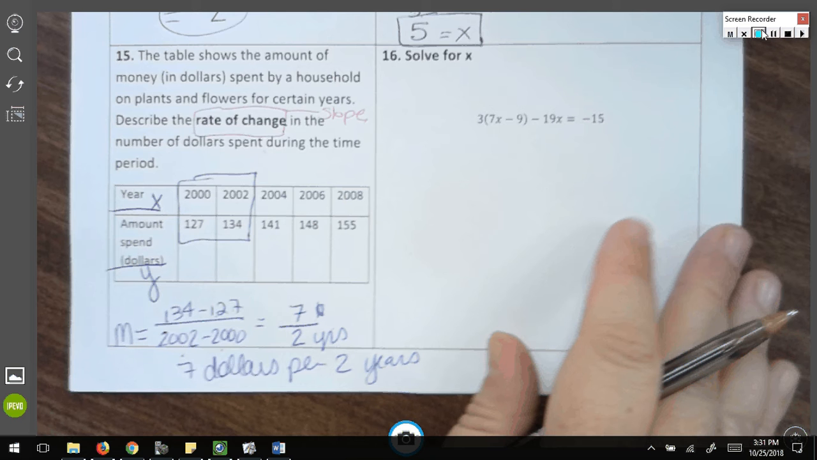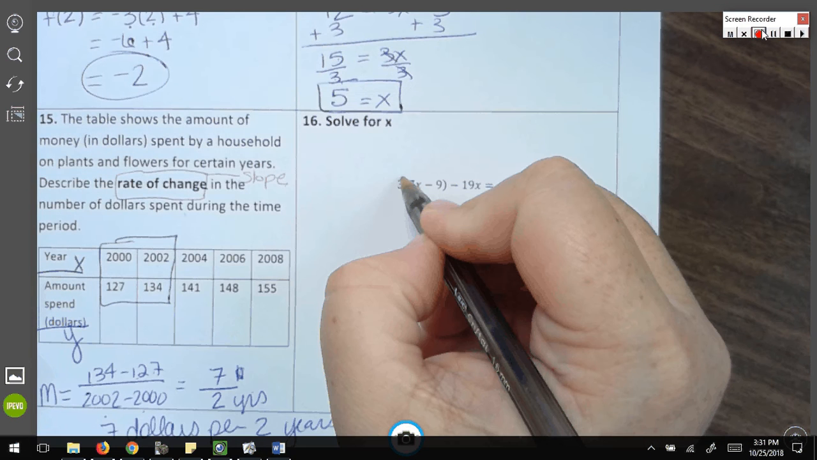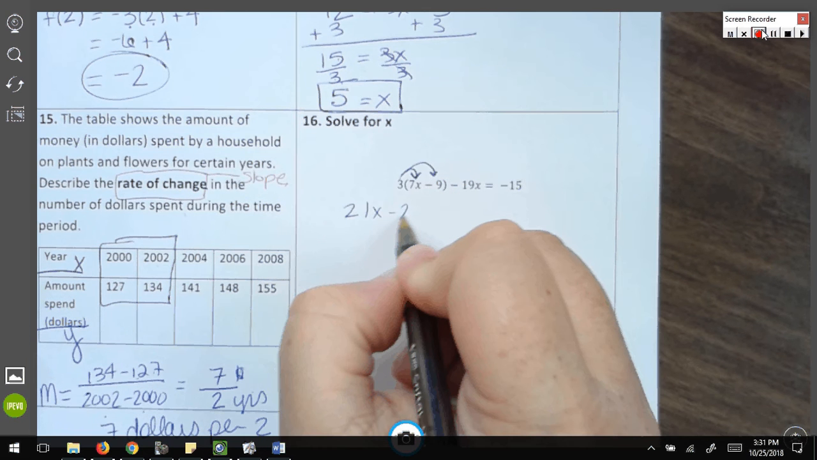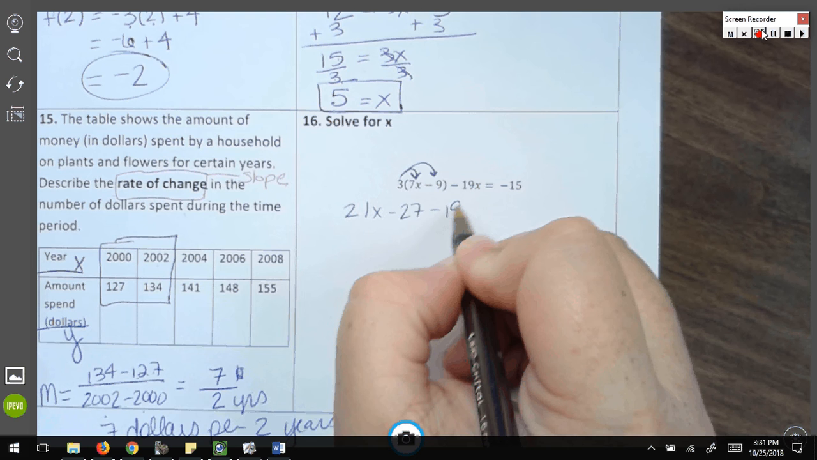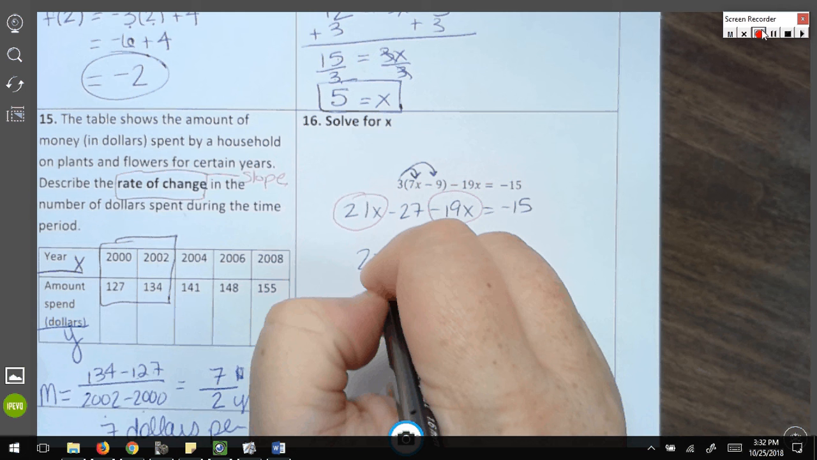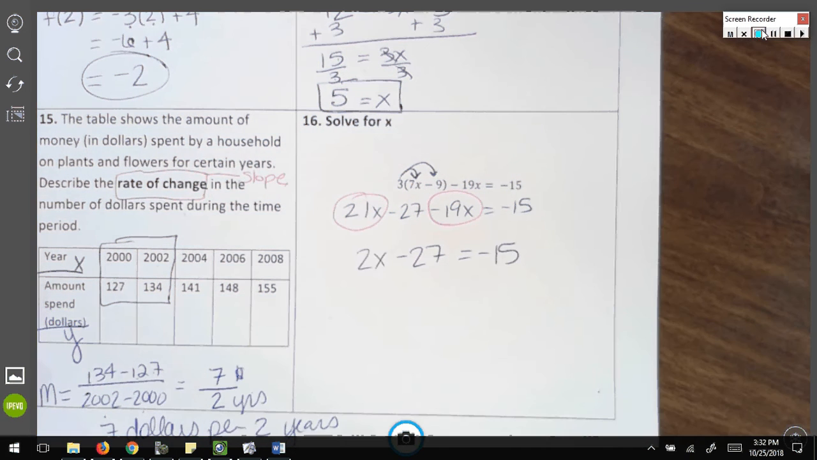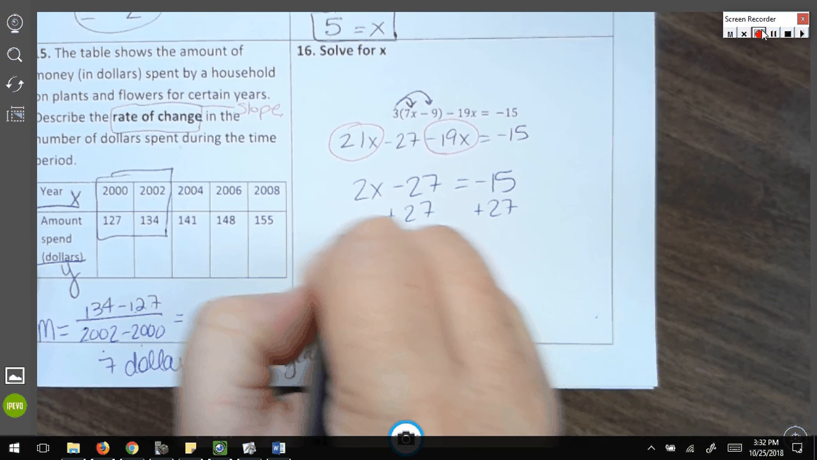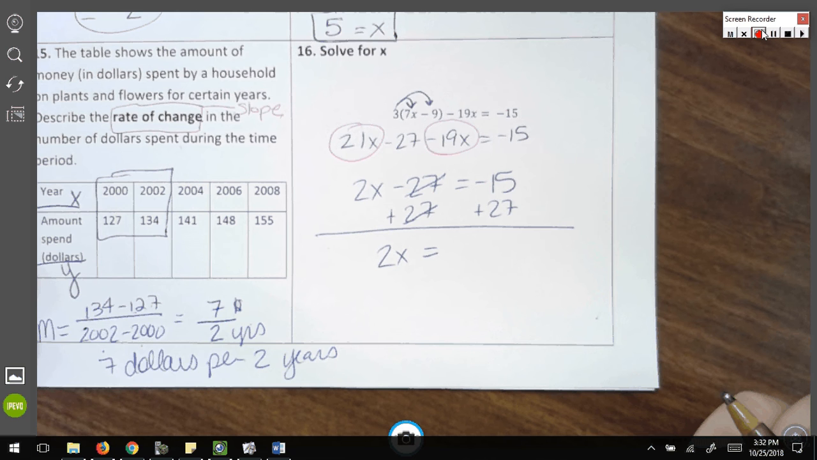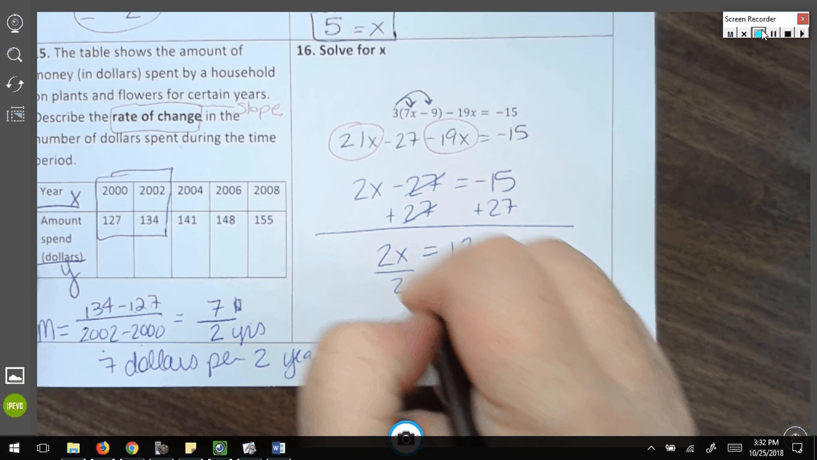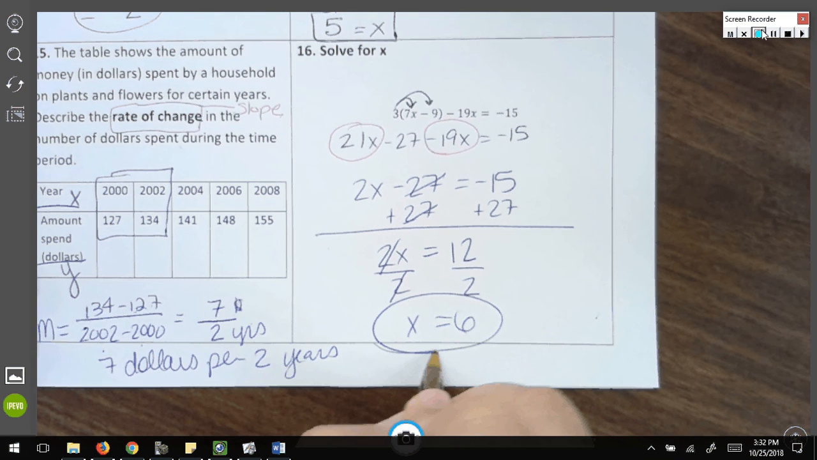On to number 16. I see a parenthesis here. So what I want to do is go ahead and distribute. So I get 21x minus 27 minus 19x equals negative 15. Gather up your like terms here. 21x and negative 19x would give me 2x and now I have a two-step linear equation that I can solve. So I'm going to add 27 to both sides. And I end up with 12 and then divide by 2. Okay, and now I've solved for x.